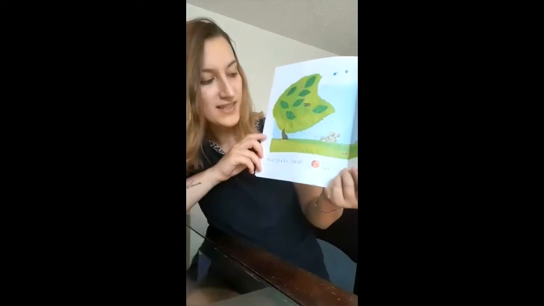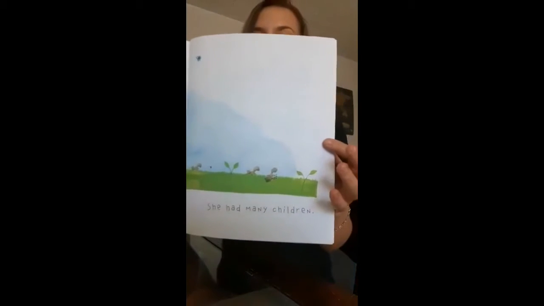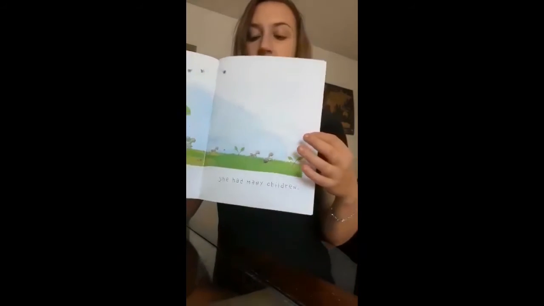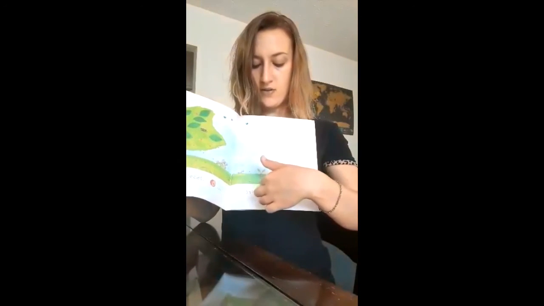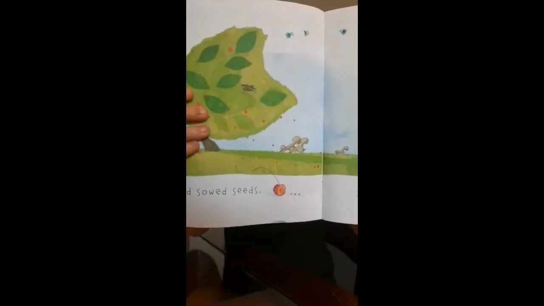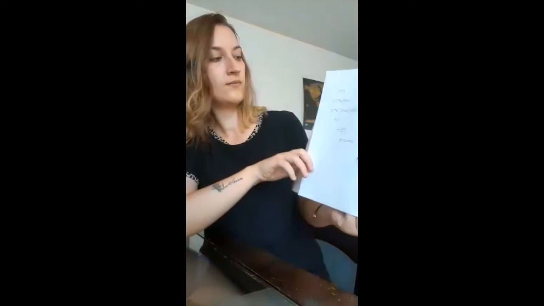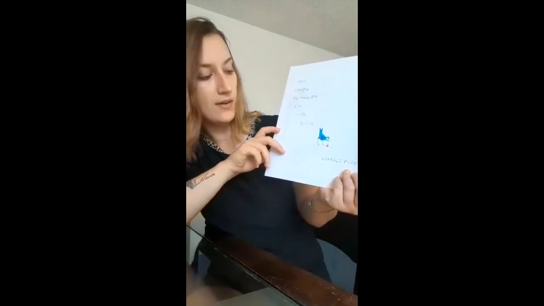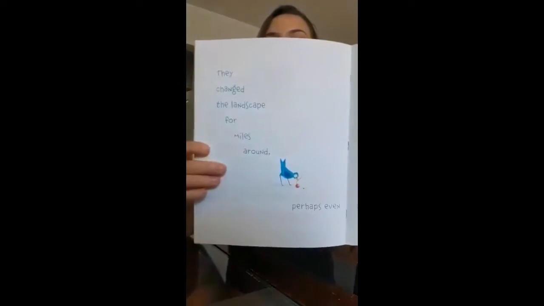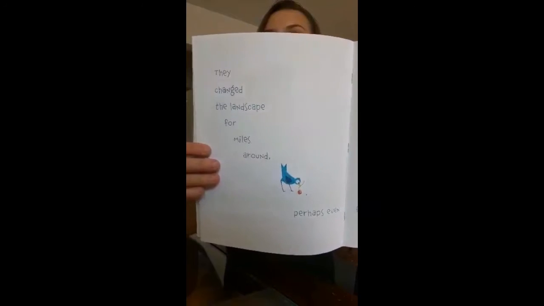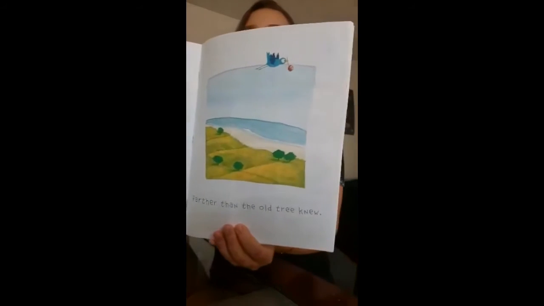And sowed seeds. She had many children. So when the fruit falls from the tree, it falls to the ground, and then the seeds go into the dirt and become seedlings. So those are the baby trees. They changed the landscape for miles around, perhaps even farther than the old tree knew. So here we have some animals dropping the seeds way far off.